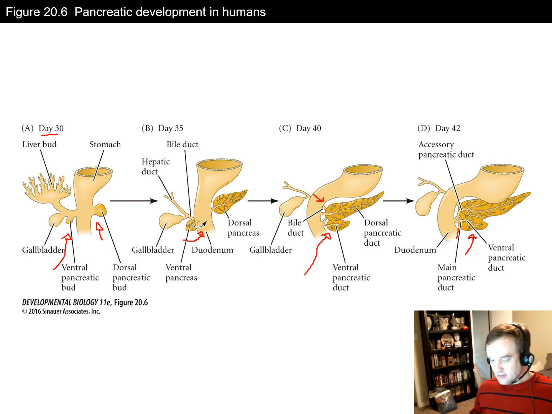However, in about 10% of the population, there is still this dual duct system where each of the two previous buds will still interact independently with the GI tract.